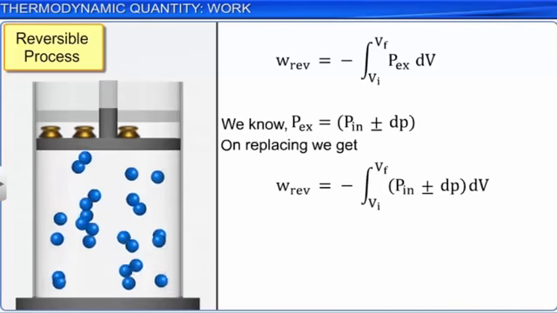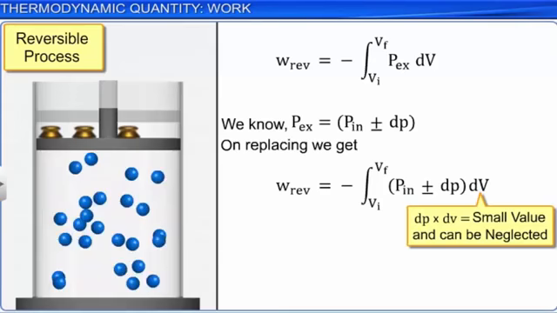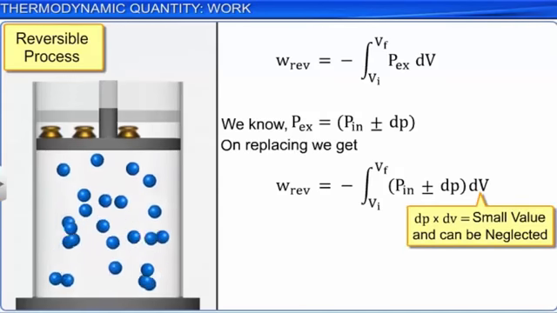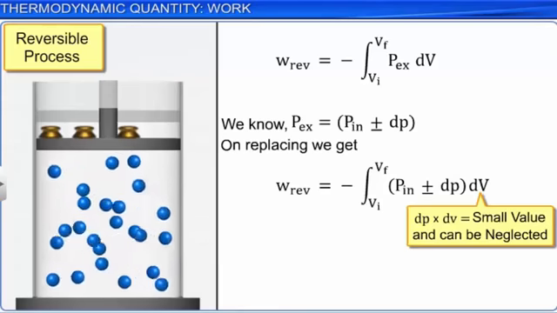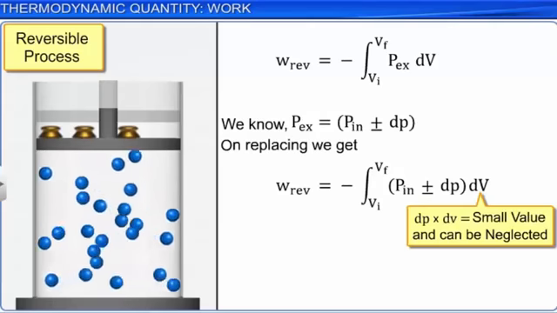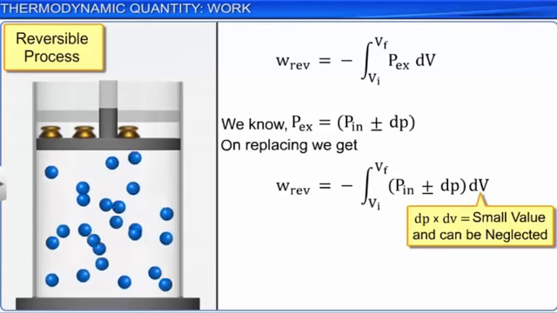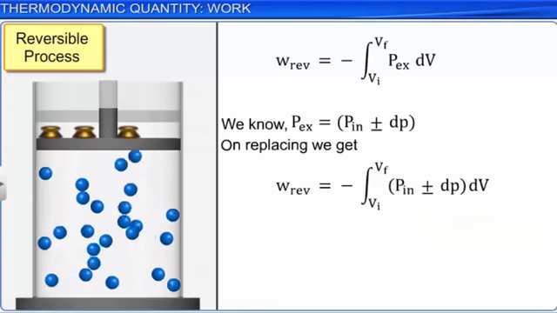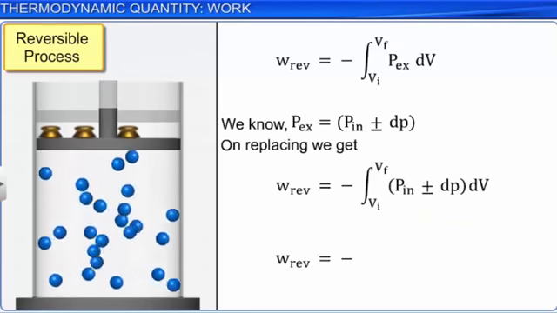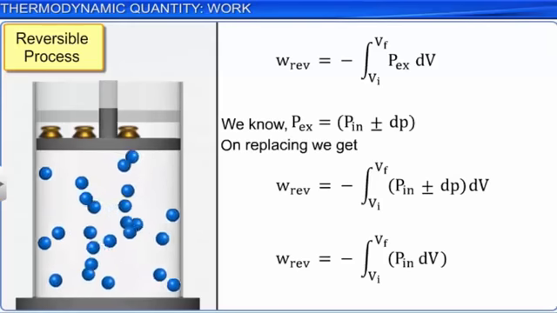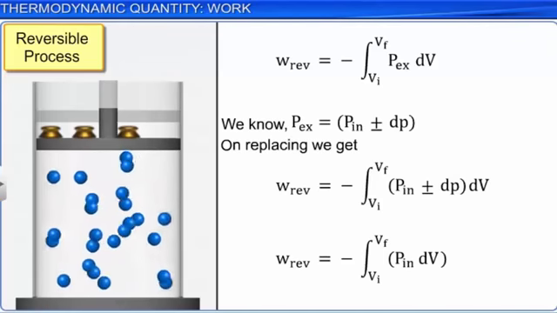As change in the pressure and volume are infinitesimally small, their product is still smaller. Therefore, the product of infinitesimal change in pressure dP and infinitesimal change in volume dV can be neglected. Hence, the final equation is reversible work equals negative integral of P_in multiplied by infinitesimal change in volume dV.